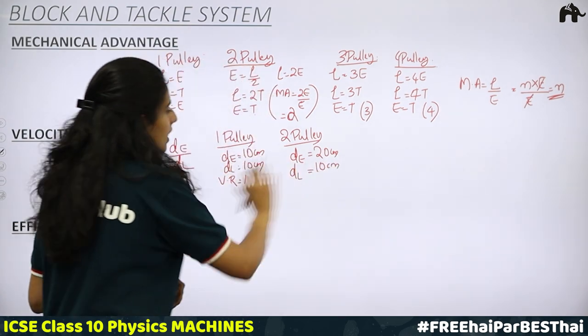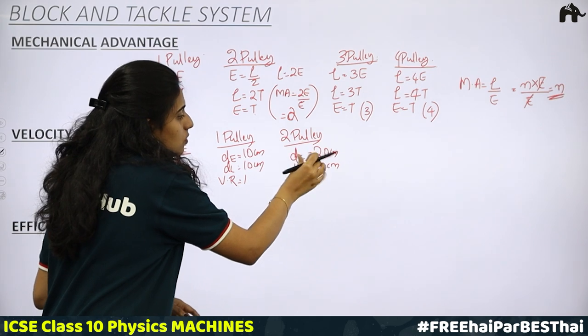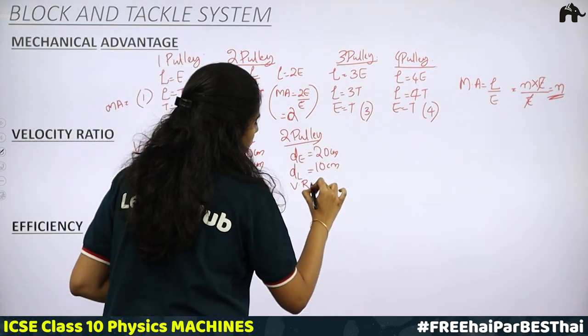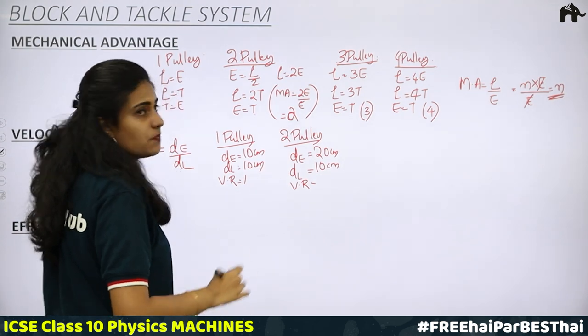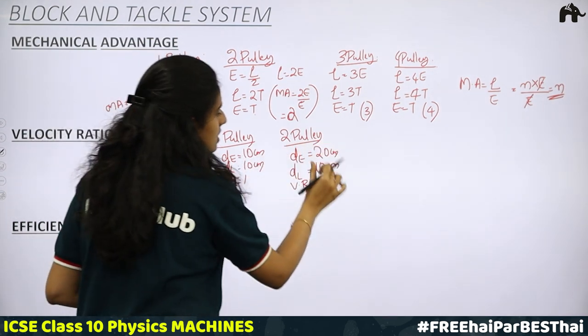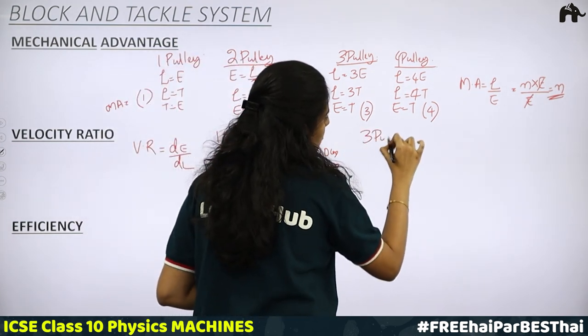Distance moved by load, we are taking in all cases as 10 centimeter. But here, the effort should move through 20 centimeter. Then what is the velocity ratio? Velocity ratio is equal to distance moved by effort divided by distance moved by load, 20 by 10, which is equal to 2. Next, if you are taking the 3 pulley system.